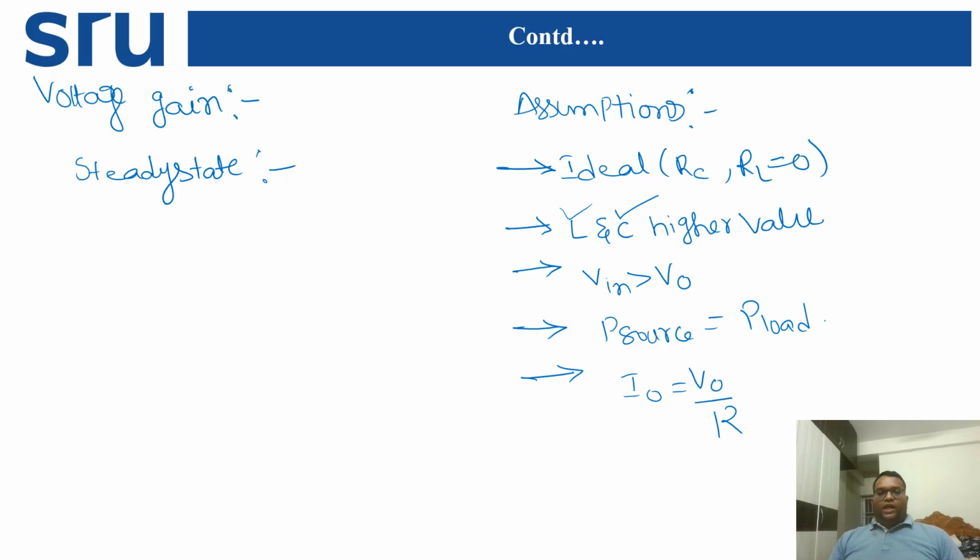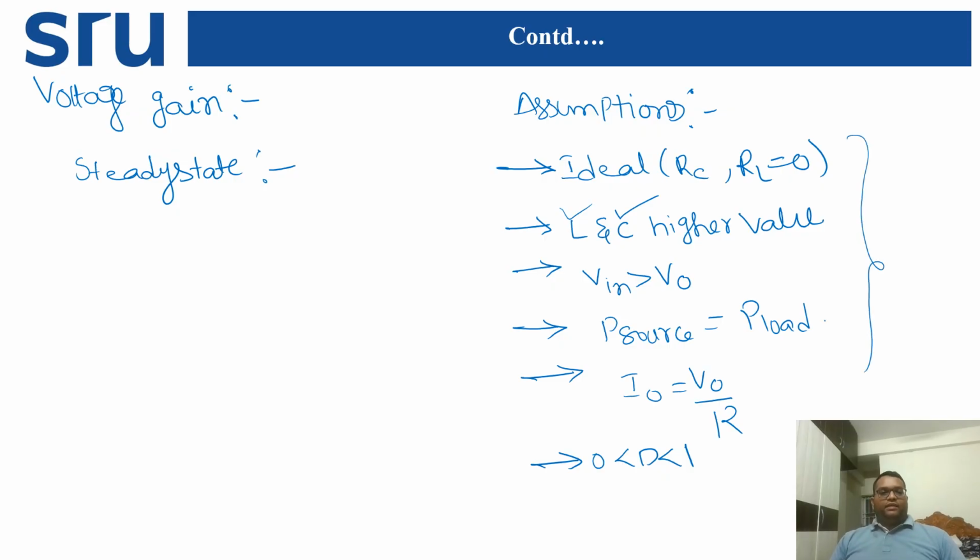Now, for any power converter, what is the duty cycle ratio? 0 less than D less than 1. So these are the basic conditions we have to assume. Then only will we observe what the voltage gain is.